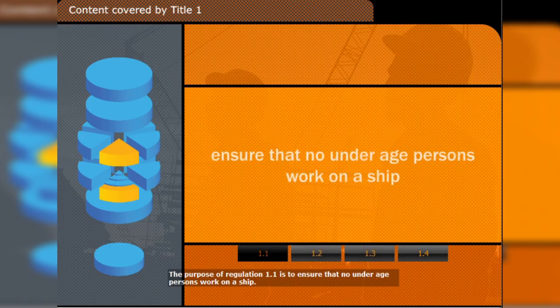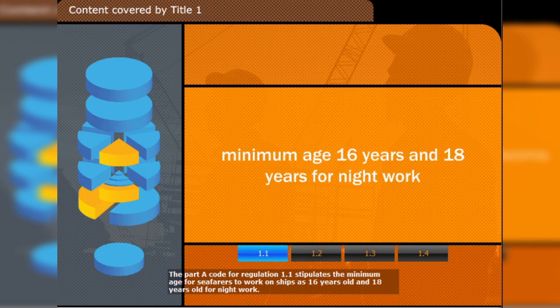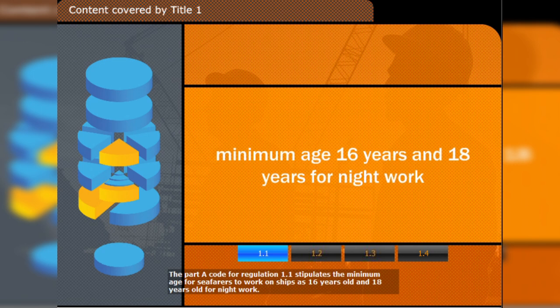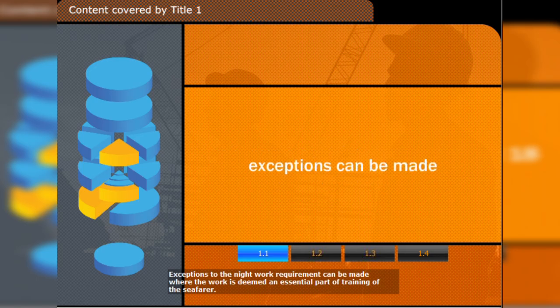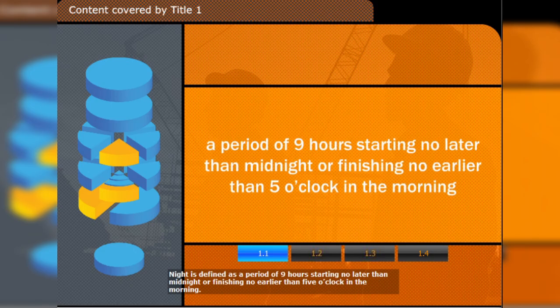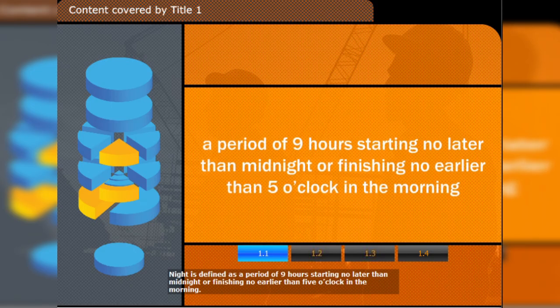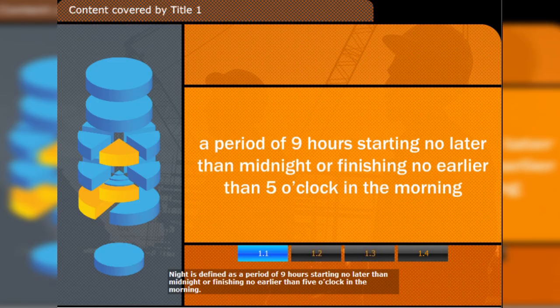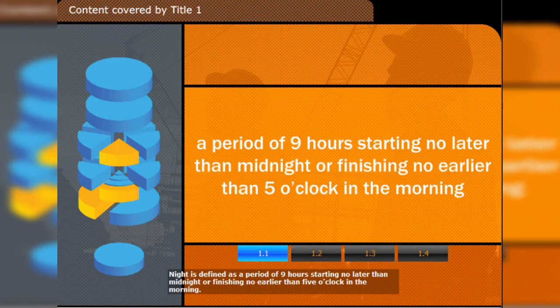The purpose of Regulation 1.1 is to ensure that no underage persons work on a ship. The Part A code for Regulation 1.1 stipulates the minimum age for seafarers to work on ships as 16 years old and 18 years old for night work. Exceptions to the night work requirement can be made where the work is deemed an essential part of training of the seafarer. Night is defined as a period of 9 hours, starting no later than midnight or finishing no earlier than 5 o'clock in the morning.